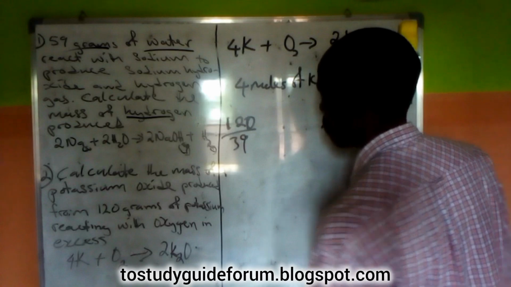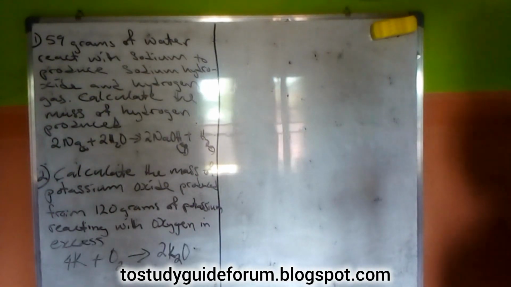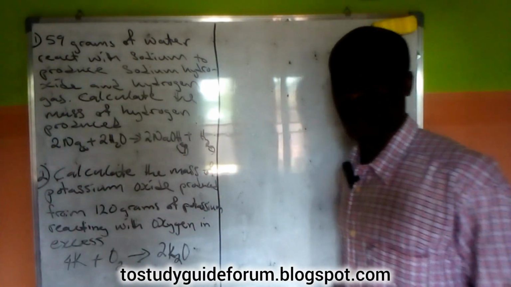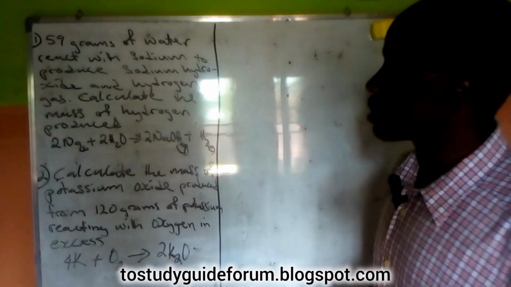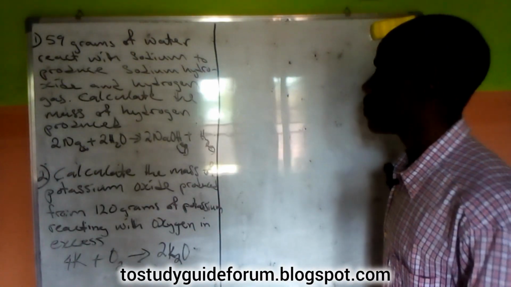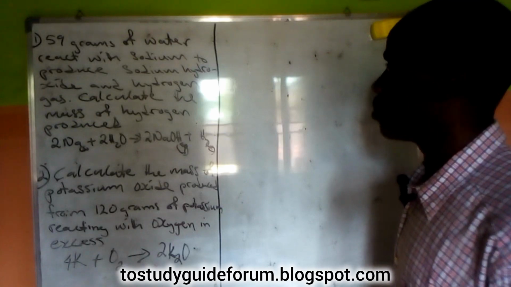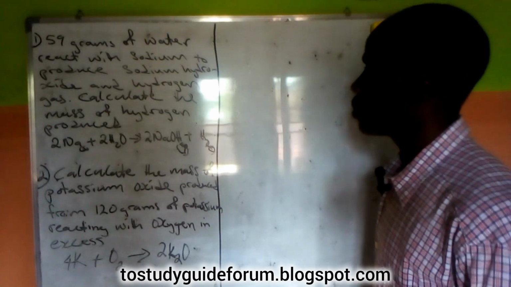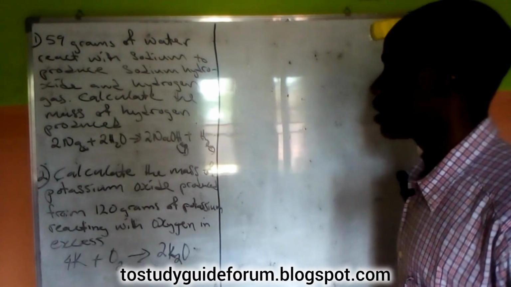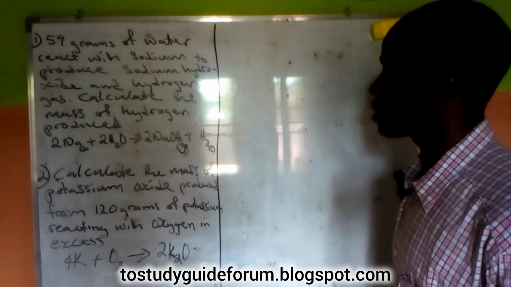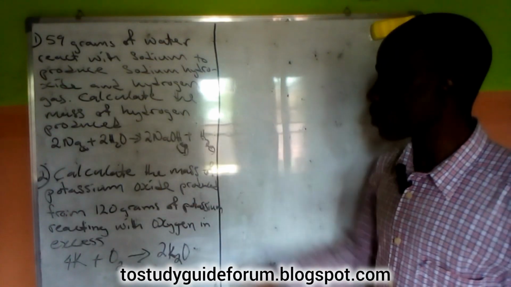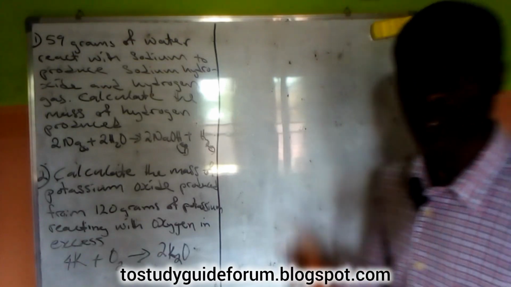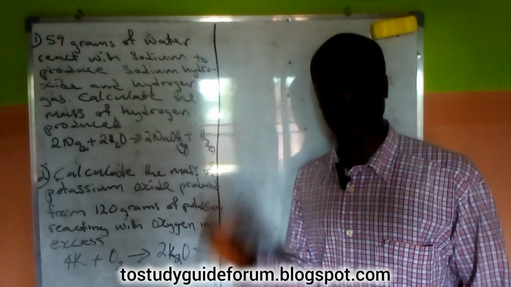39. So 120. In this question, we are going to be looking at how to calculate the mass of a substance. The question says that 59 grams of water reacts with sodium to produce sodium hydroxide and hydrogen gas. Calculate the mass of hydrogen produced. We have the chemical equation. So for us to do this, I'm going to be solving it in two methods.